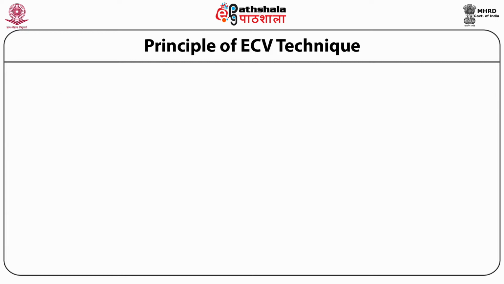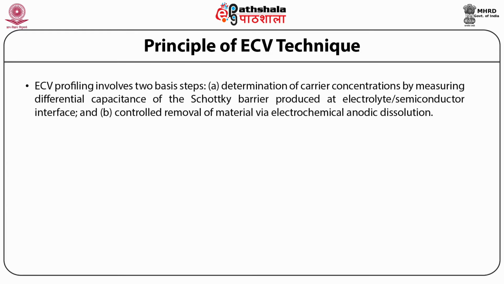Principle of the ECV technique. ECV profiling involves two basic steps. A. Determination of carrier concentrations by measuring differential capacitance of the Schottky barrier produced at the electrolyte semiconductor interface, and B. Controlled removal of material via electrochemical anodic dissolution. Both steps are repeated to obtain variations in the carrier concentration with depth.